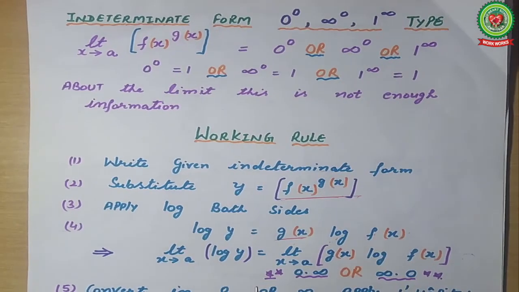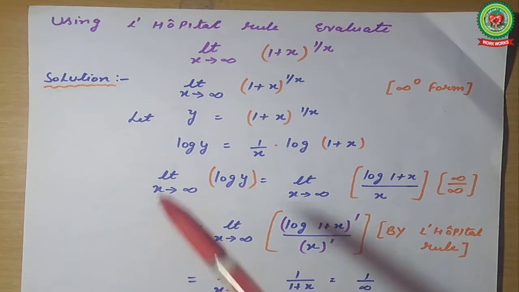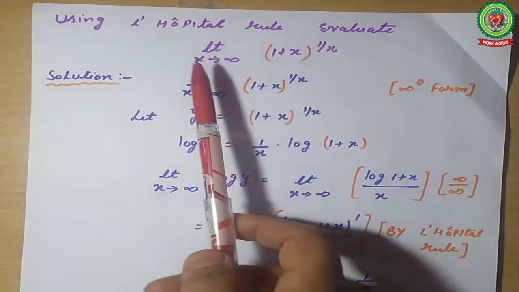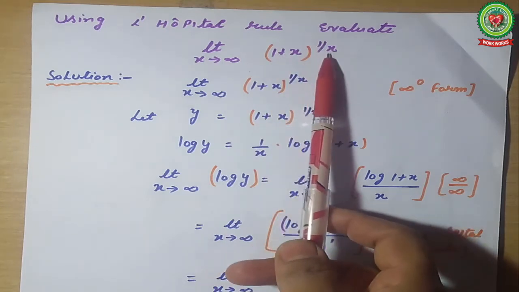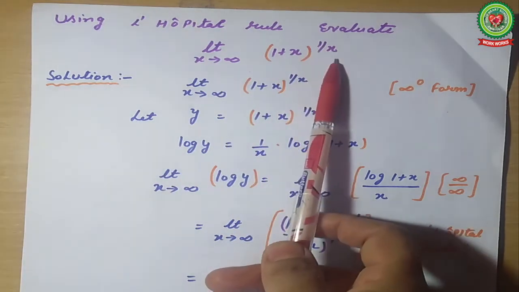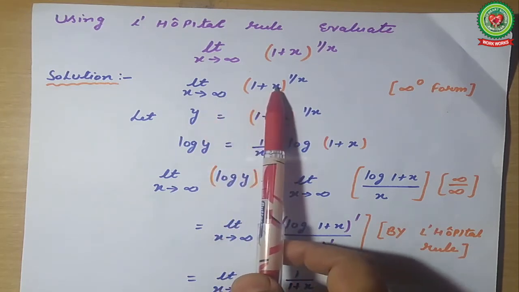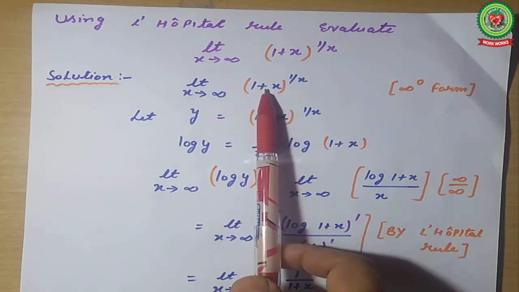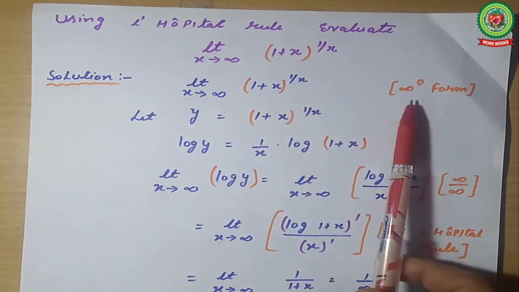Now, for more understanding, I am going to discuss one question. Using the L'Hopital rule, evaluate the limit as x approaches infinity of (1 plus x) raised to power 1 upon x. Now the power is in fraction form. We will first approach the limit there. So 1 plus infinity is infinity, and 1 upon infinity is 0. So it is the infinity raised to power 0 form.